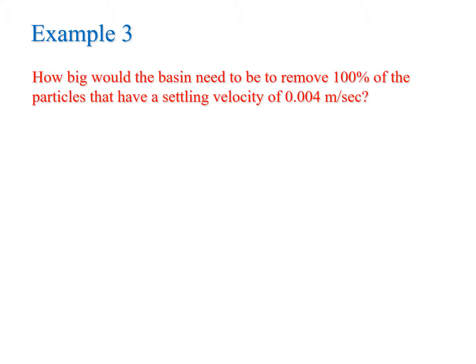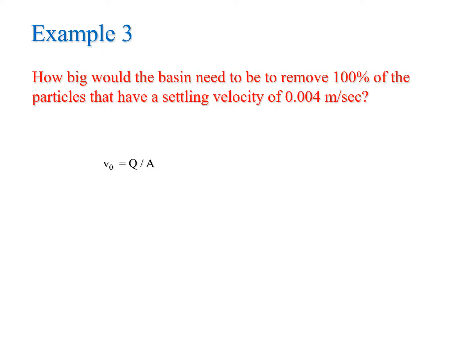Example 3. How big would the basin need to be to remove 100% of the particles that have a settling velocity of 0.004 meters per second? Please take your time to answer the question.